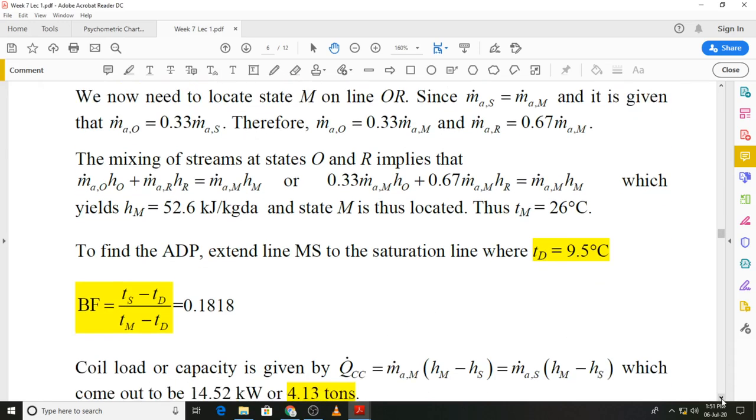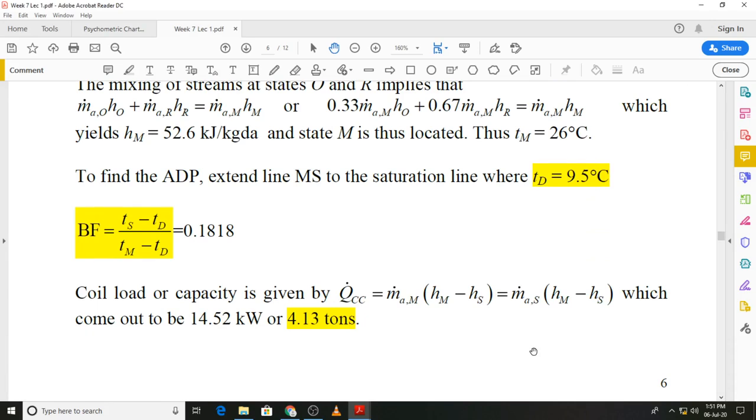And then finally we need the cooling coil capacity, and the cooling coil capacity is obtained by multiplying the mass flow rate that passes through the cooling coil, which is m dot am, into the enthalpy difference that occurs across the cooling coil. The enthalpy difference across the cooling coil is from state m to state s, so hm minus hs, and that comes out to be 4.13 tons or 14.52 kilowatts.